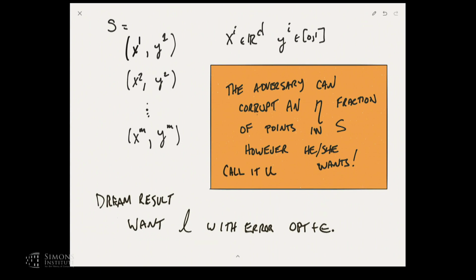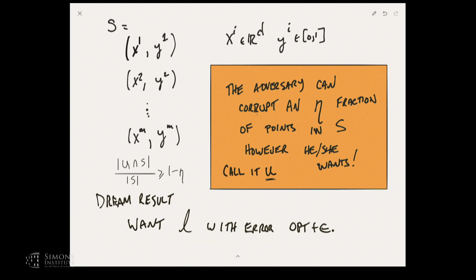So the setup here, still going with the setup: now I'm going to introduce noise to the problem. My training set S is m draws (x1,y1), (x2,y2), ..., (xm,ym), and each (xi,yi) is in R^d times [0,1]. Now I'm going to allow an adversary to come and corrupt an eta fraction of the points in S, however he or she wants. I'm going to call this corrupted set U. And all that I'm going to require is that the size of U intersect S divided by the size of S is at least 1 minus eta.